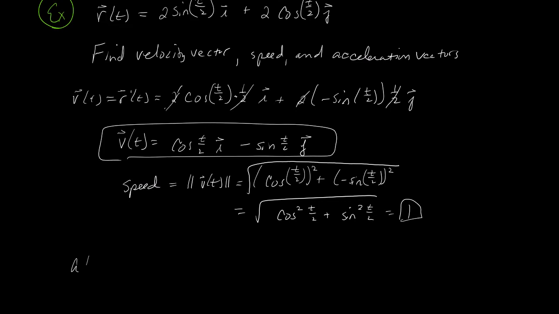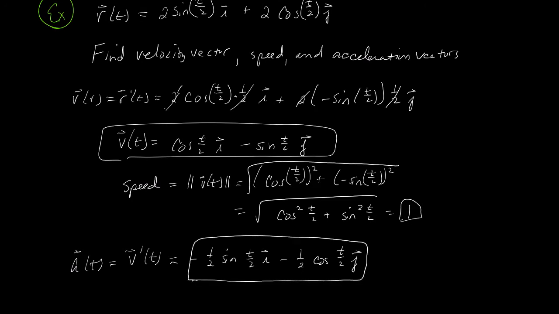And then the acceleration is, of course, the derivative of the velocity. So that's going to give us negative 1/2 sine of t over 2 in the i direction minus 1/2 cosine of t over 2 in the j direction. Now, I'm assuming you guys already know how to do these derivatives, so if you do have questions about it, please do let me know. I'll be happy to go over the details of that with you.